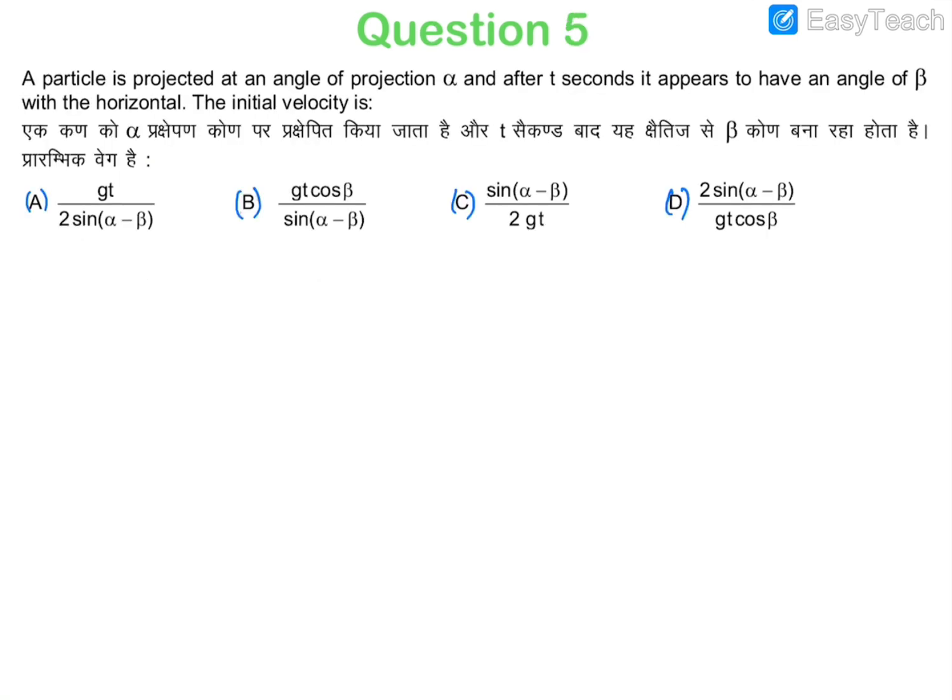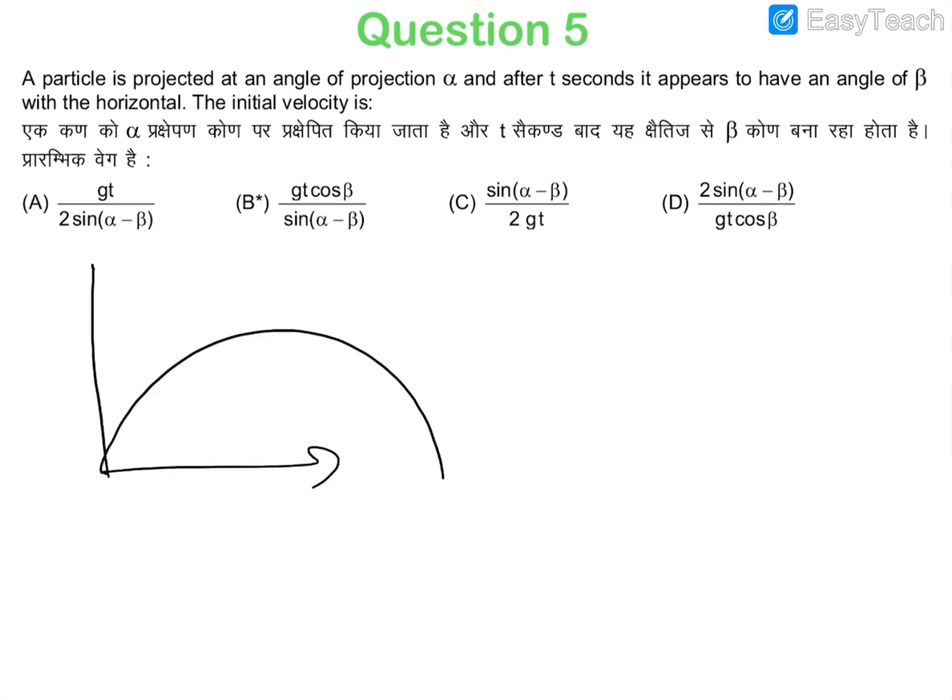In this question you can see that there is a particle that is projected at an angle of alpha, and after t seconds it appears to have an angle of beta with the horizontal. The initial velocity will be, so obviously we can say that this would be the trajectory, and let's suppose initial velocity is u and the projection angle is alpha. After some time its projection angle is beta.